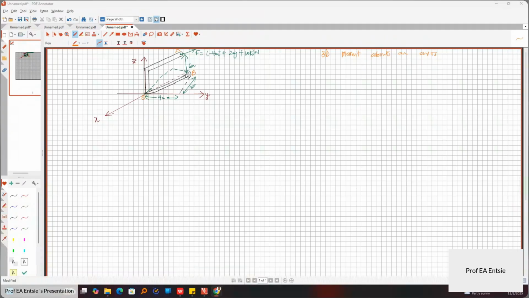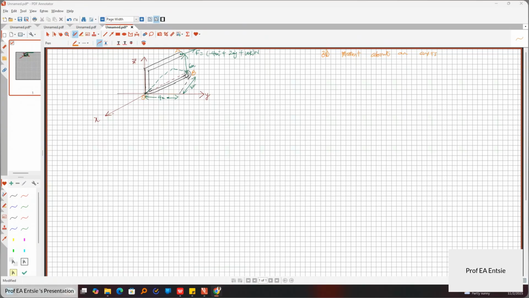Alright, so today we want to look at moments about an axis. This time it's not a moment about a point, it's a moment about an axis. And we all know what an axis is. An axis is not a point. So we would just go straight to the point.